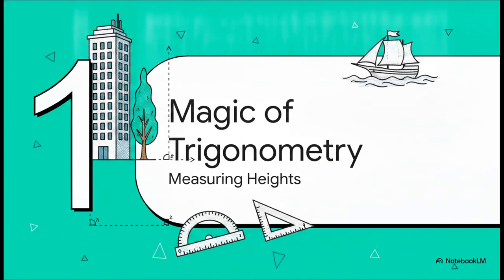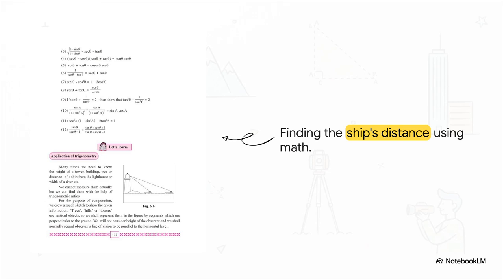The magic of trigonometry. Have you ever wondered how we measure things we simply cannot reach physically? Think about a towering skyscraper, a massive tree, or a ship far out at sea. We certainly don't use a giant ruler, do we? Instead, we use mathematics. If we need to know the height of a tower or how far a ship is from a lighthouse, we can easily calculate these measurements using trigonometric ratios. To do this computation, we simply draw a rough sketch, treating vertical objects like trees or buildings as perfectly perpendicular straight lines to the ground.